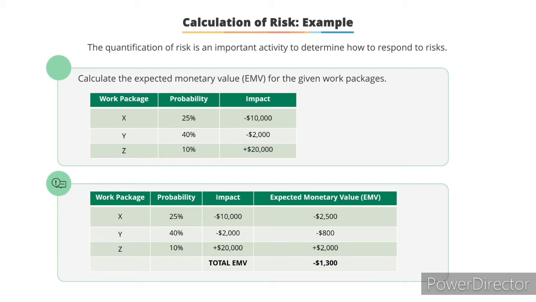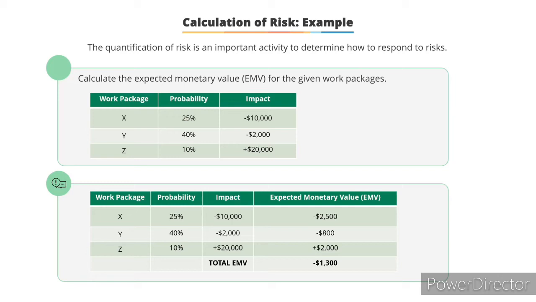The expected monetary value, or EMV, of the risk is sometimes called the exposure to the risk. The impact where the value is negative is called a threat, and the impact where the value is positive is called an opportunity. Now calculate the expected monetary value of risk for the next 2 packages. Also, determine the overall EMV for a project by analyzing all the identified risks and adding them up. Now in this example, if all the risks materialize, then there is a threat of $1,300 to the project.